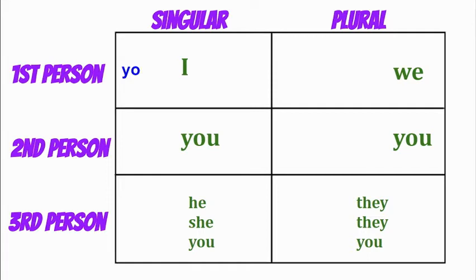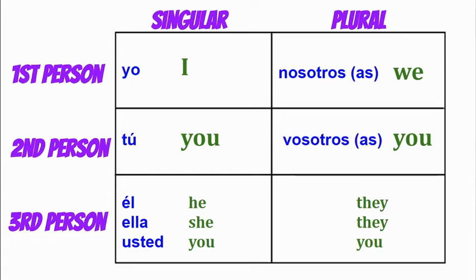The word for I is yo, you is tú, and that's the second person singular form of you. He is él, she is ella, and you, the formal, the polite version, is usted. Nosotros, or it could be nosotras, if it's for a group of women and the speaker is also a woman, that means we. Vosotros or vosotras, that's the plural second person you. And again, vosotras is used only for a group of women.